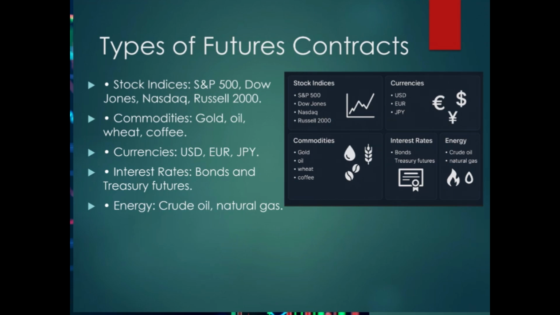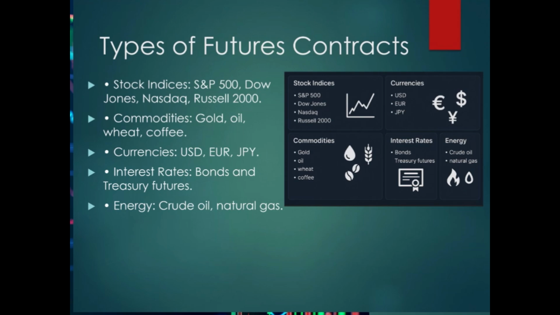imagine a US company that does a lot of business, right, in Europe. If the euro weakens, they could lose money when converting the sales back to dollars, right? So to protect themselves, they use currency futures to lock in exchange rates now, and that's hedging. That's hedging against currency risk. And then meanwhile, a trader might buy euro futures if they believe the euro is about to strengthen, right, based on news from the European Central Bank.